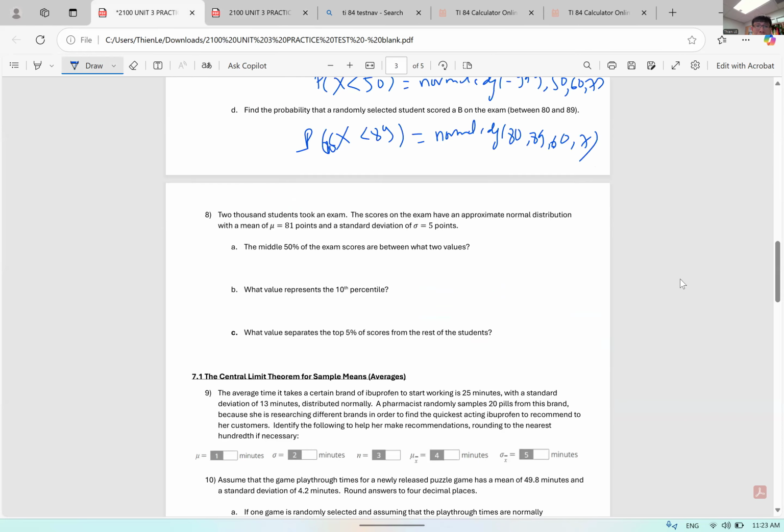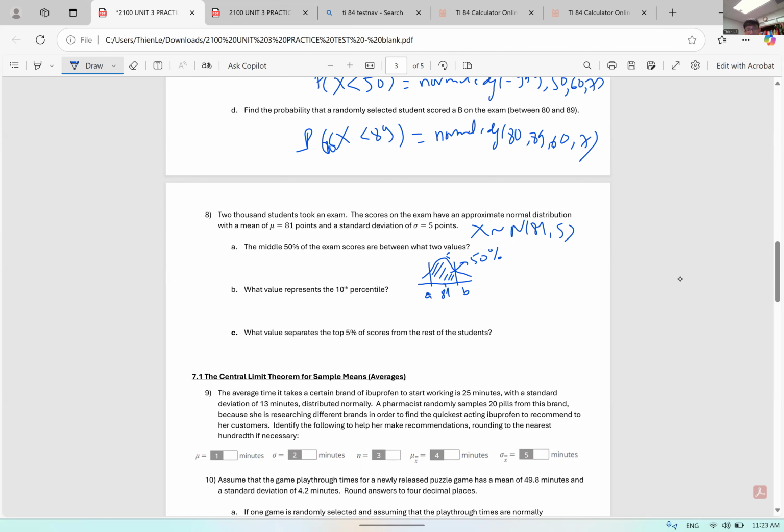Here again, 2,000 students took an exam. The exam scores are approximately normal with mean 81 and standard deviation 5. So X follows a normal distribution with mean 81 and standard deviation 5. The middle 50% of scores lie between two values. Basically, you find two values A and B such that in the middle we have 50% of the scores. You want to find A and B here.